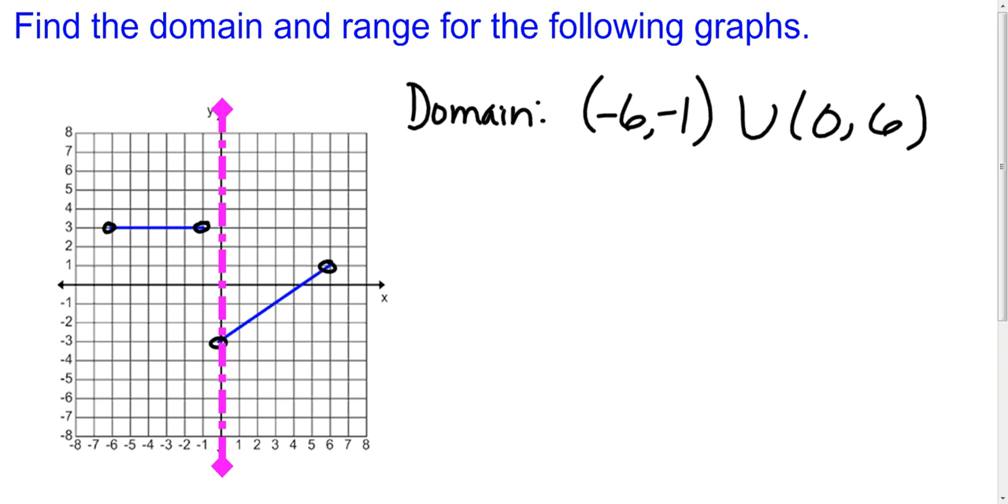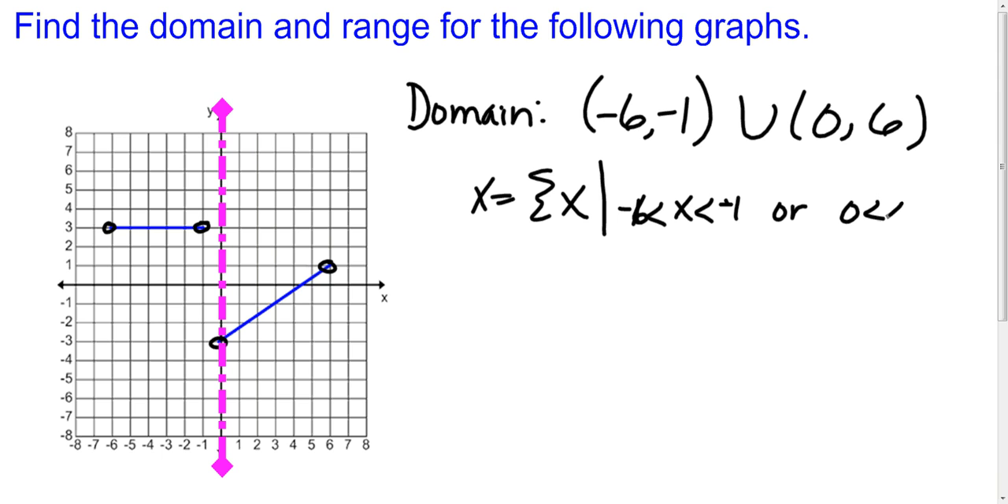In set notation, it would look like this. Set of all x such that x is between -6 and -1, or x is between 0 and 6. Notice they're not underlined because they're open, not brackets. Okay, so that's your domain.